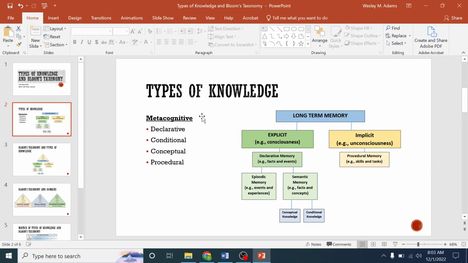So types of knowledge. You have declarative, conditional, conceptual, procedural. Most books or literature that you read, those are going to be the big picture items. There are more, but these are the ones that most students can relate to. So declarative would be if you're in a history class, factual information, that's declarative.